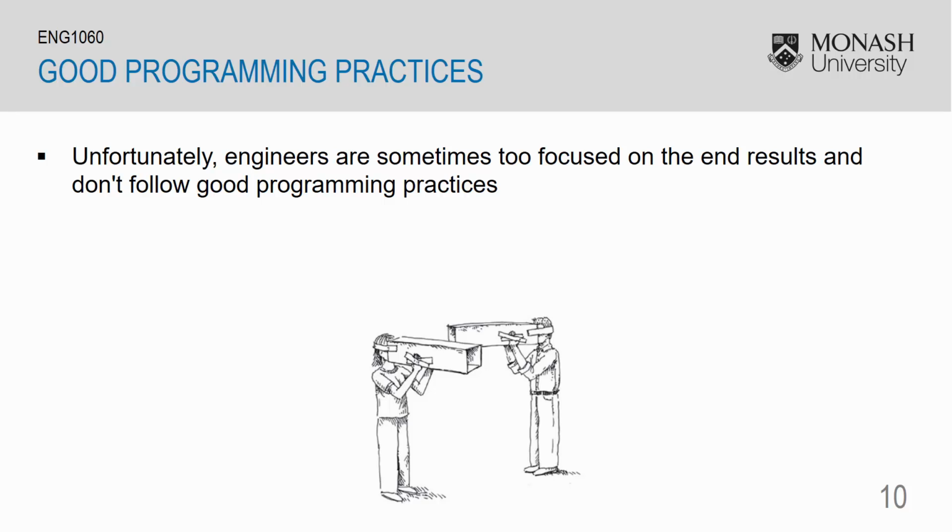Unfortunately, engineers are sometimes too focused on the end results and don't follow good programming practice. This is especially true for beginners where they have tunnel vision in obtaining the final result. You will be graded on good programming practices. This includes commenting, plot labeling, and descriptive variable naming.